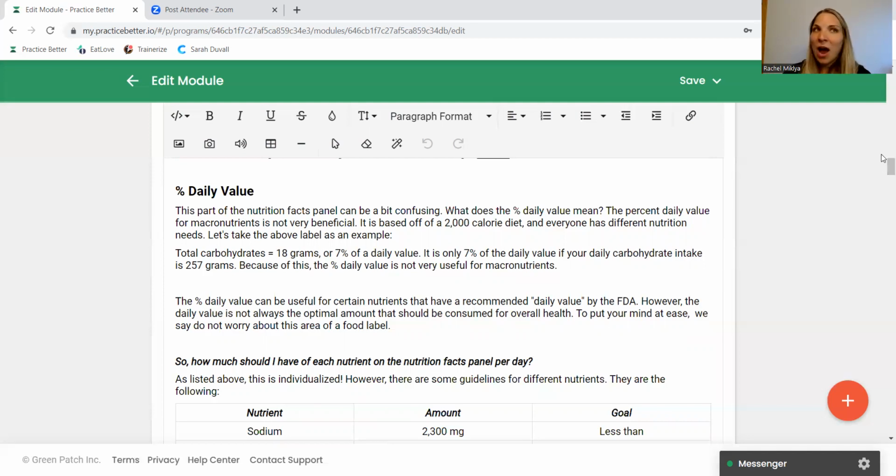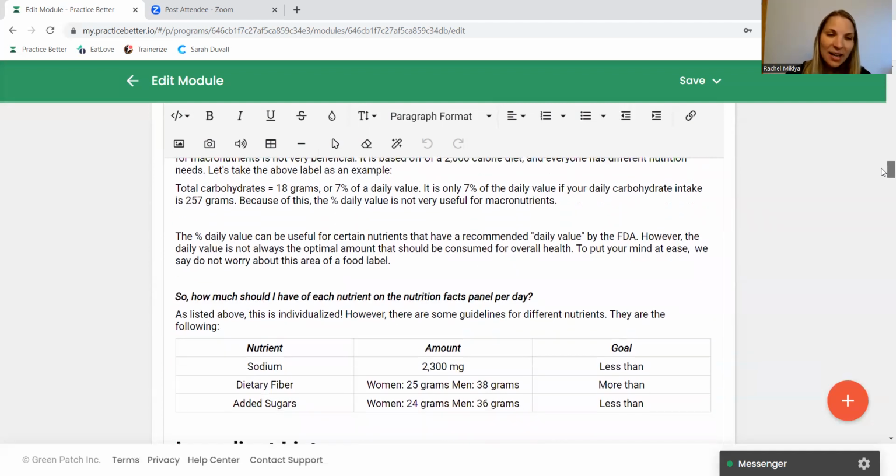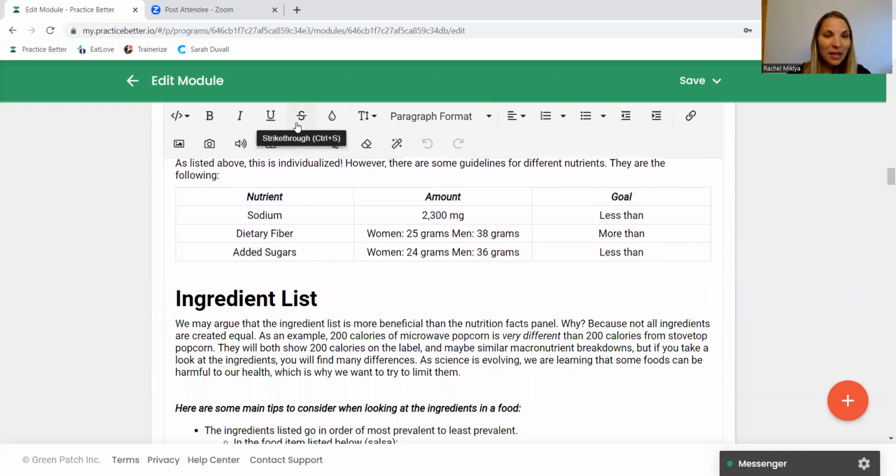Now you may be wondering how much of these nutrients I should have a day. I have no idea. So typically, for sodium, the most amount we want to have is 2,300 milligrams a day, and we want less than that. Dietary fiber, we want more than 25 grams a day for women and 38 grams a day for men. And then added sugars, as listed before, we want less than 24 grams per day for women and 36 grams a day for men. So that's a little bit of information about how to read a nutrition facts panel.